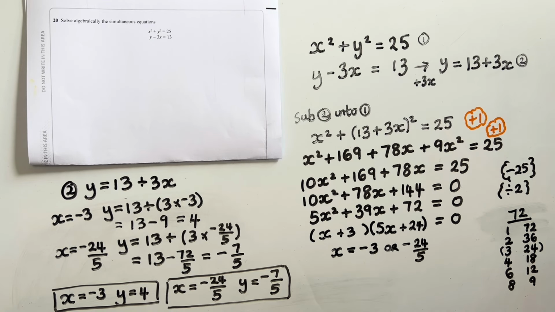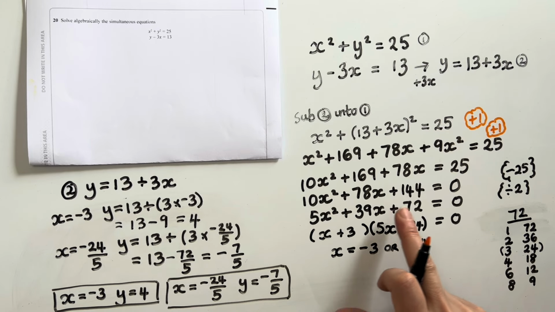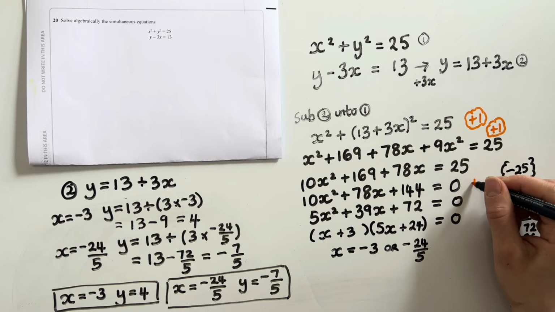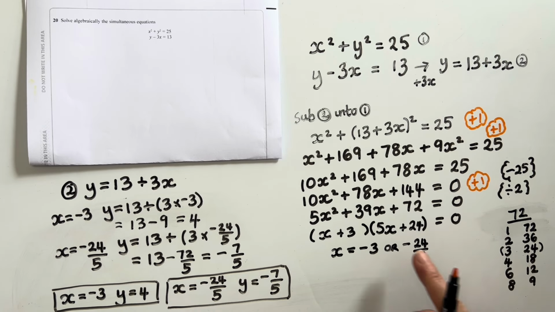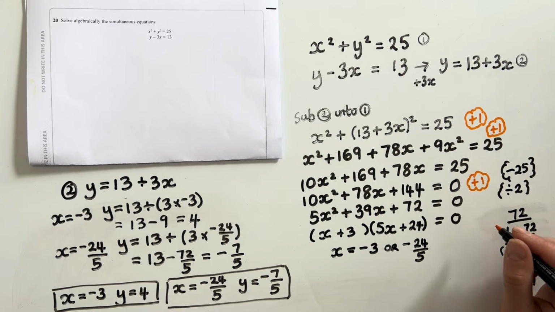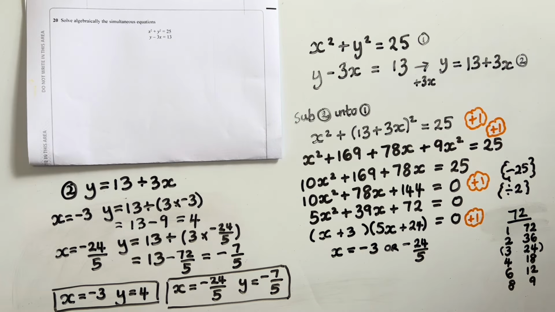The next mark is for getting as far as rearranging the terms so that you've got 0 on one of the sides. And another mark is for managing to factorise the quadratic. And finally, a mark for getting to the final answer.